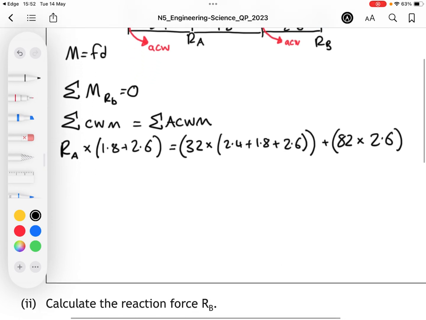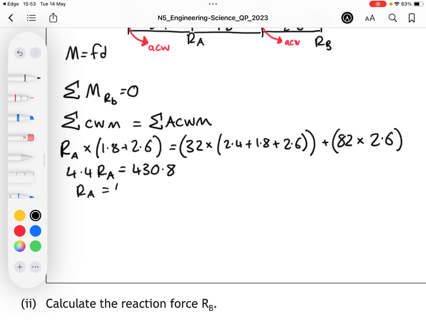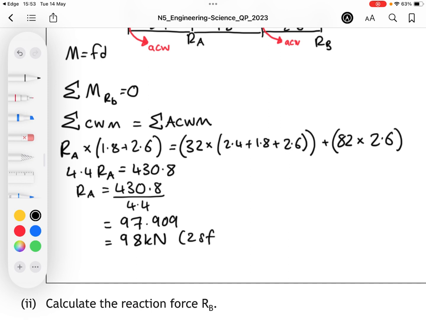From here, it's a case of popping it into the calculator and working out what the numbers are. So that gives us 4.4 RA is equal to 430.8. And so RA is equal to 430.8 divided by 4.4. And that gives me a value of 97, like that. And if I round that to two significant figures, that gives me 98 kilonewtons.